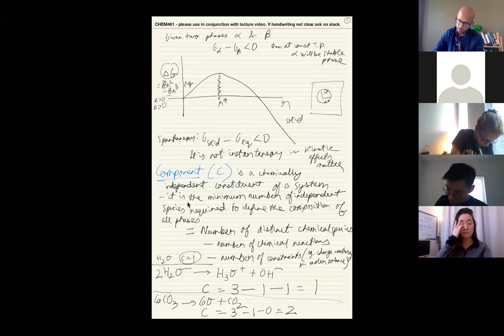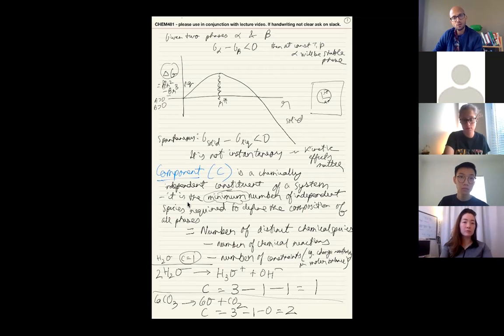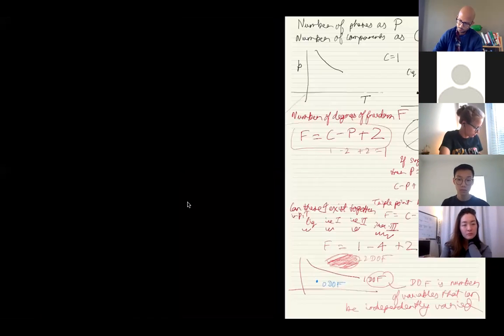Now, component is a chemically independent constituent of a system. It is the minimum number of independent species. So the thing is minimum, right? That's what changes it. If it was just number of independent species, our life would have been simpler. Minimum number of independent species means that you take the number of distinct chemical species and you subtract out reactions and constraints. It gets complicated. We will be doing a bit of electrochemistry towards the end of this semester, and there you will see it gets complicated, and that's why I wanted to introduce this. When you do electrochemistry, you have to be careful with this. But if reactions are not happening and there are no neutrality constraints and everything, it's typically simpler.